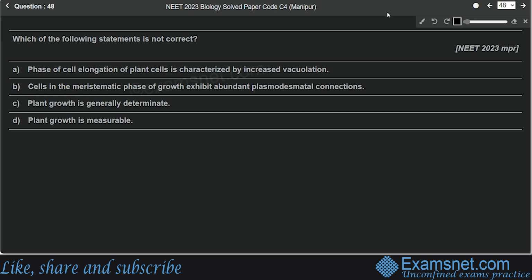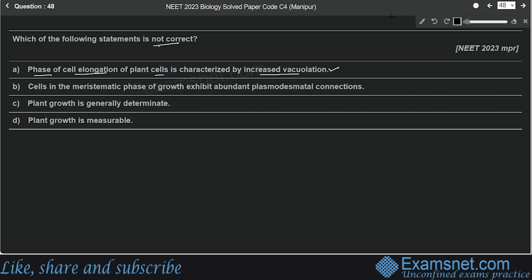Question number 48 is from the chapter Transport in Plants, and the question is which of the following statements is not correct? So we have to identify the incorrect statement, right? The first statement says phase of cell elongation of plant cells is characterized by increased vacuolation. So this is a correct statement, okay?